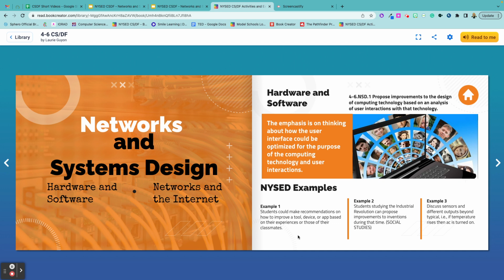The first one for hardware and software is to propose improvements to the design of computing technologies based on an analysis of user interactions with that technology. So we're thinking about optimization. So we know that something works really well, but maybe there's ways we can improve it. So you can have your students design something new, or take a tool from the past and think about how it has changed and what they would do to change it. You can have your students look at inventions. They can talk about different sensors and so on.